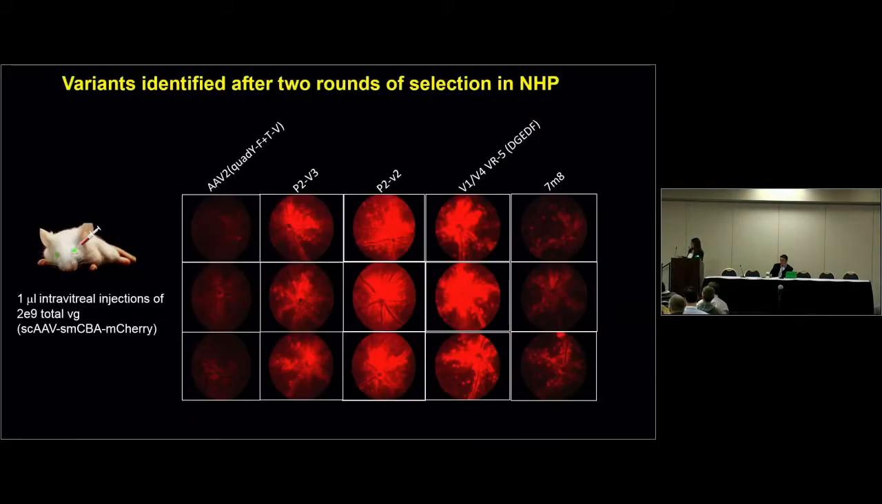So I'm going to jump to the chase and just show you a few of the variants that came out of this screen. What we did was intravitreally inject a mouse model with glowing green photoreceptors with 2e9 total vector genomes of self-complementary AAV, small CBA, mCherry. And you can see that relative to the benchmark vectors, the quad YF T2V and 7M8, we do have variants that are highly transducing the mouse retina following intravitreal injection.